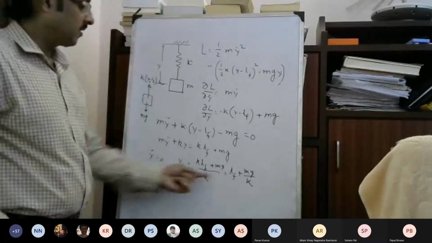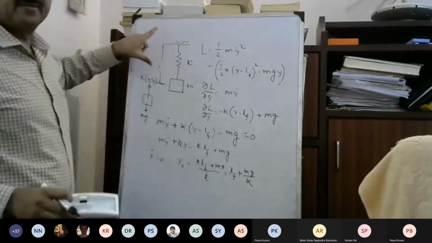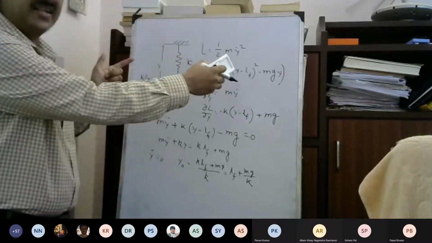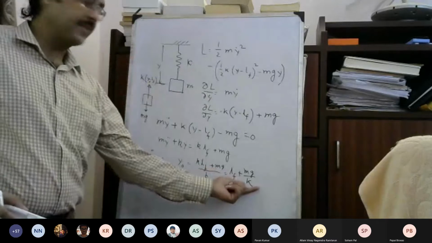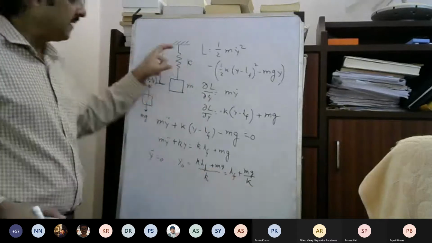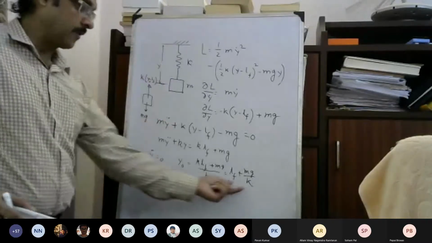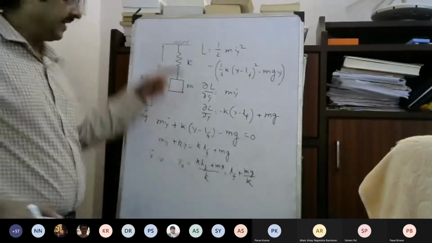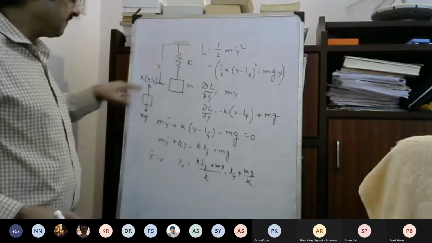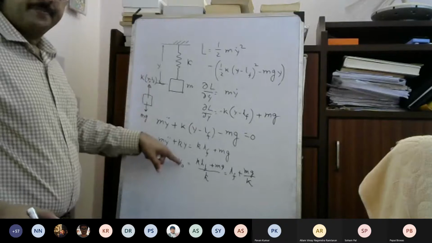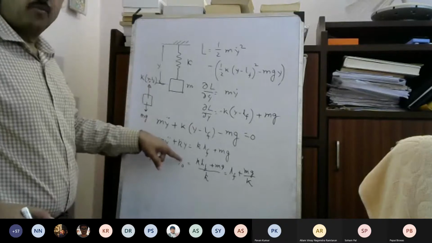So this part of y naught is because of the free length of the spring. That would have been the same had this been oriented in a horizontal direction. But because there is a constant force acting, there will be another component in the stretch. So the spring will be stretched a little bit more, mg by k amount, just to take care of the gravitational force. So this is the equilibrium value of y naught.